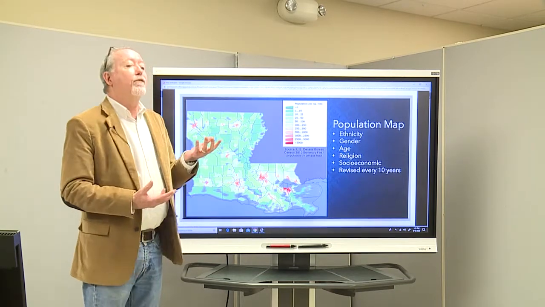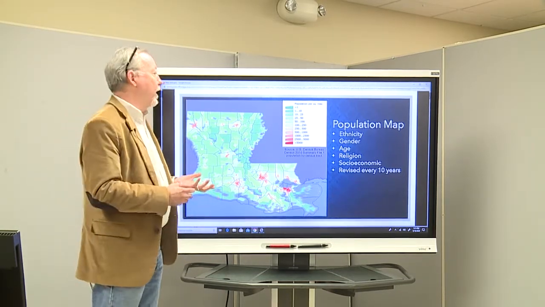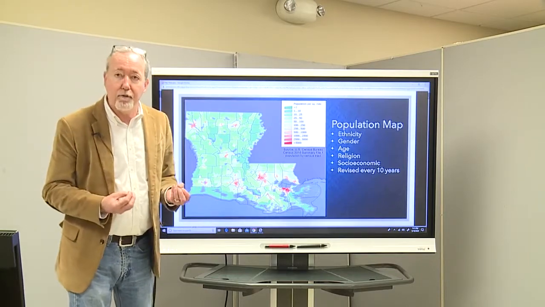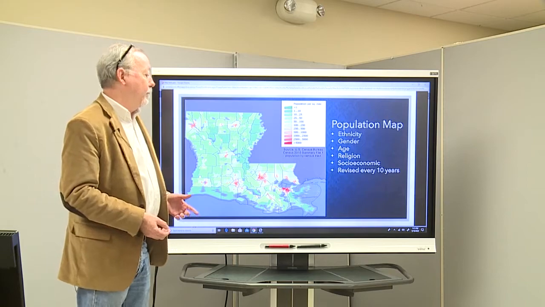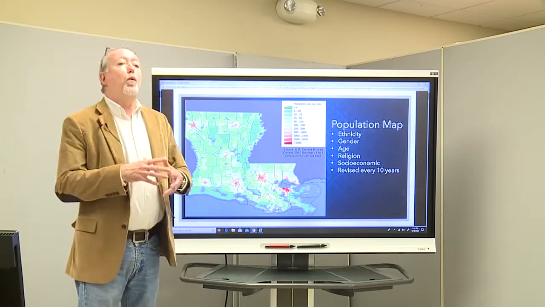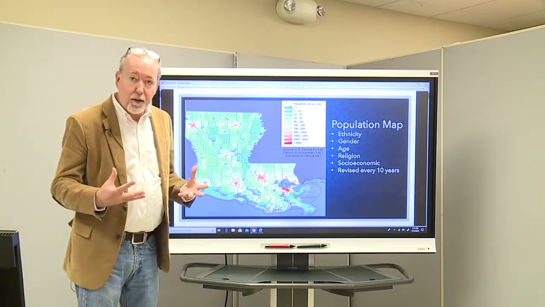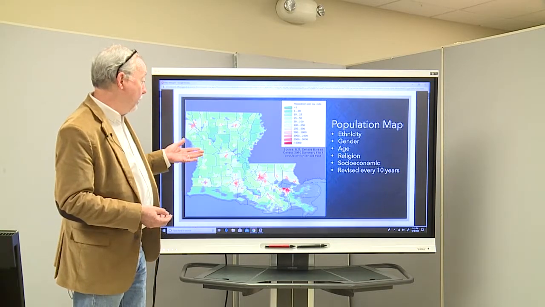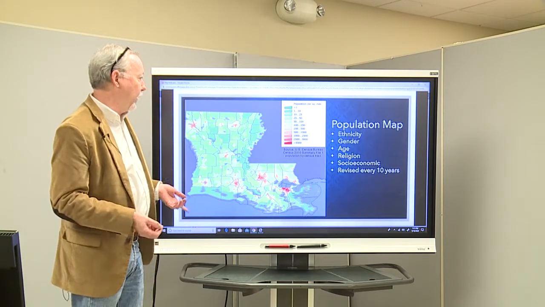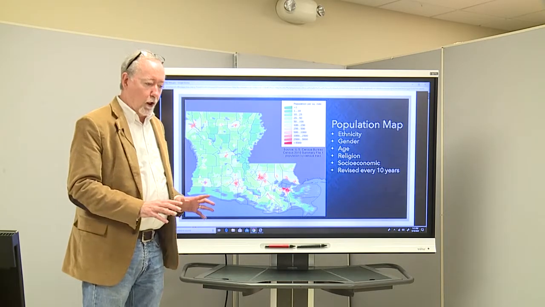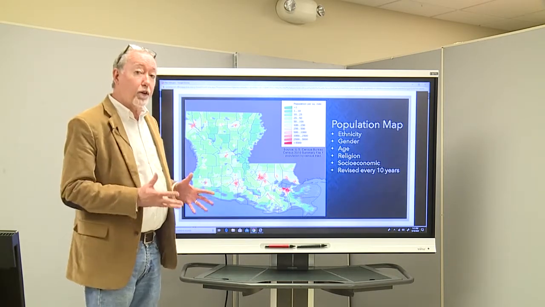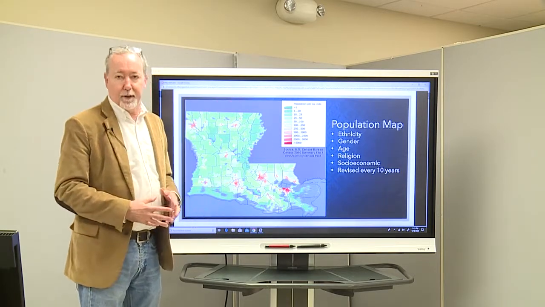They can show us differences in ethnicity. They can show us the difference in genders of the population who lives there. How many men, how many women, how many children, the different ages. We can even discover the religious makeup of the people who are living in a particular area. And if you're a mayor of a city, if you're the governor of a state, you'll want to know all of these different types of information.